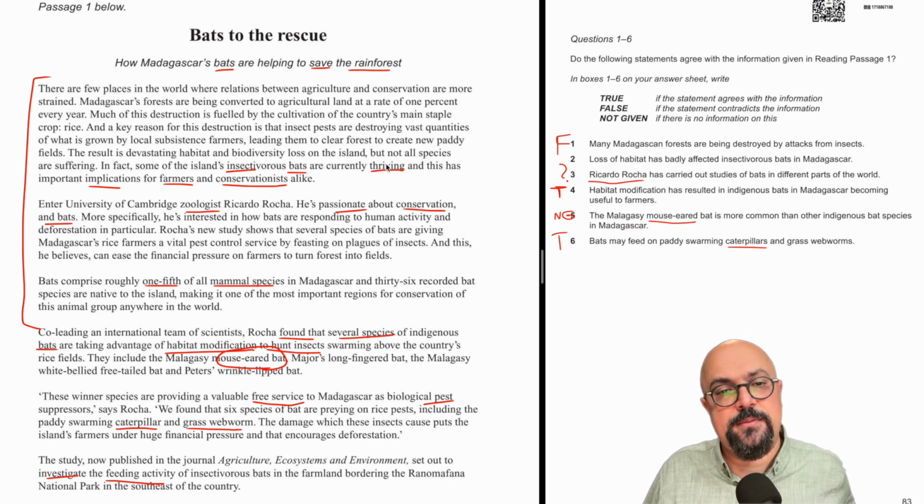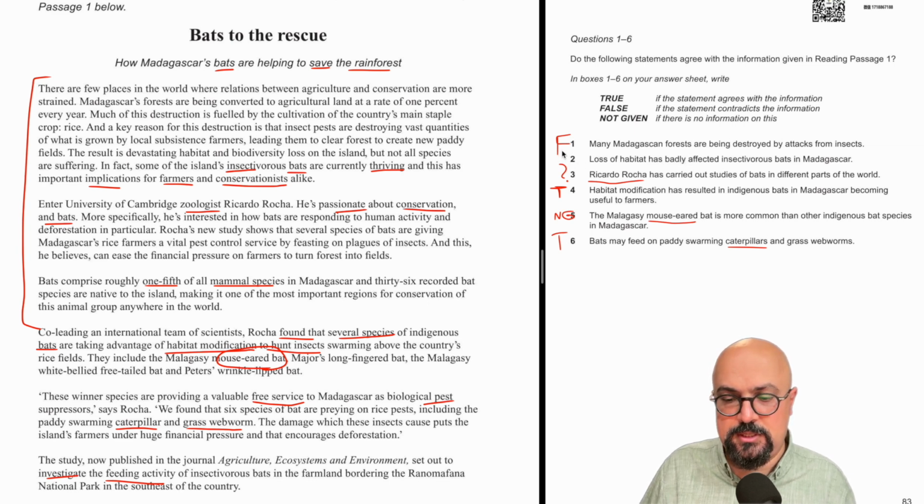So this is a positive thing. So it's good for the bats. So it's not badly affected. It has not badly affected. It has positively affected. So this is, in fact, false. Now, for number 3, we haven't had any evidence of where this person has carried out the studies, so we don't know. Therefore, the answer is not given.